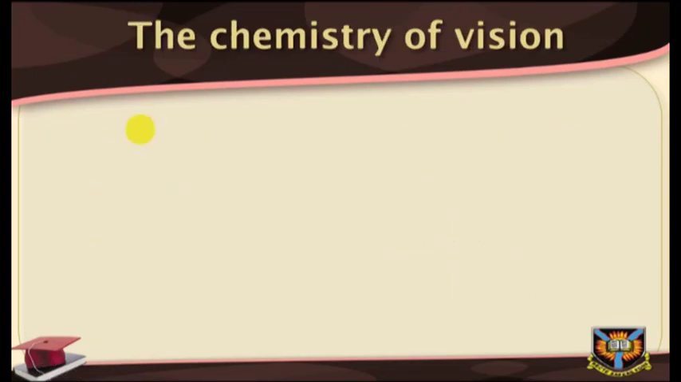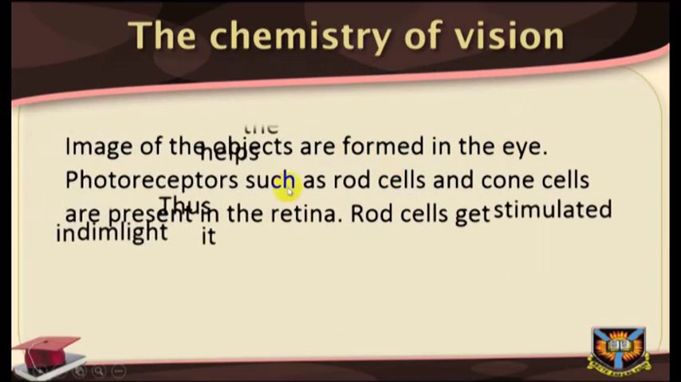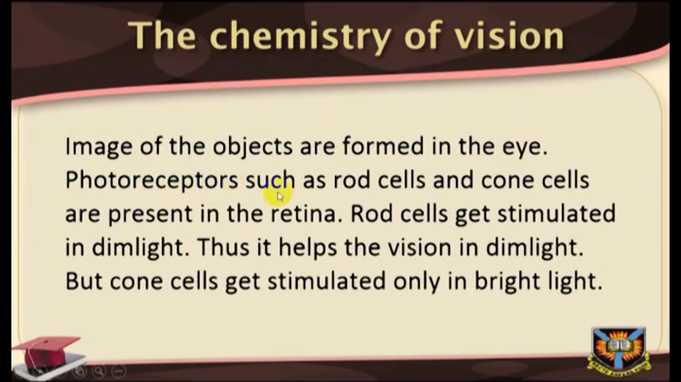The chemistry of vision. Images of objects are formed in the eye. Photoreceptors such as rod cells and cone cells are present in the retina. Rod cells get stimulated in dim light. Thus, they help vision in dim light. But cone cells get stimulated only in bright light. The cone cells help to distinguish colors and to see objects in bright light.